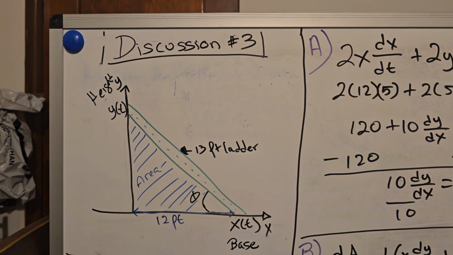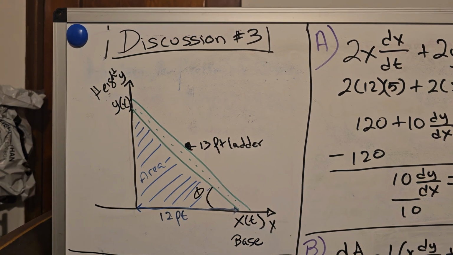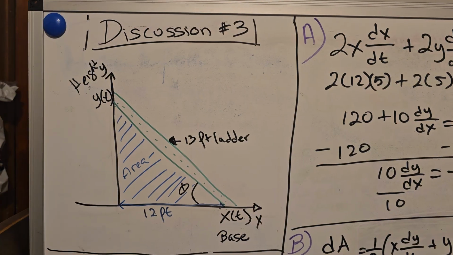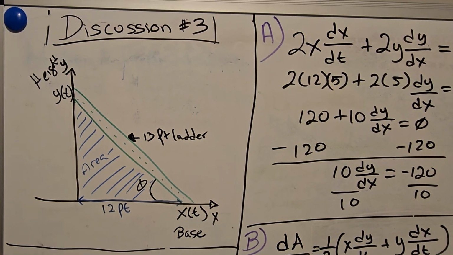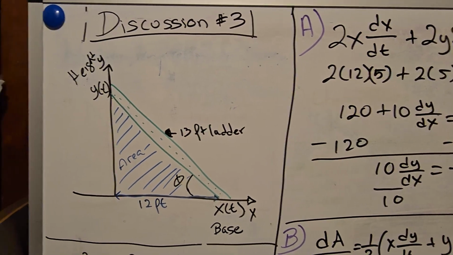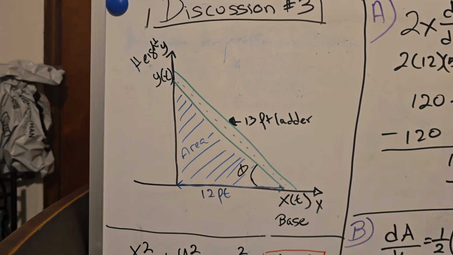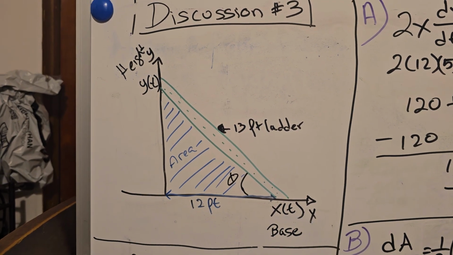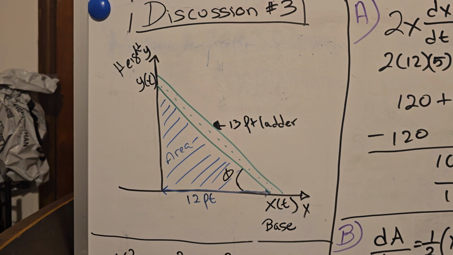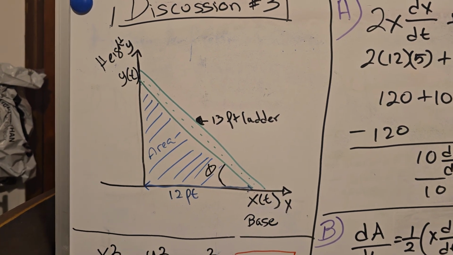So for this related rates problem, we have a 13-foot ladder leaning against a wall. Let x represent the distance from the base of the ladder to the wall, and let y represent the height of the top of the ladder on the wall. So from here to here, and then from here to here. The base is sliding away from the wall at the rate of dx/dt equals 5 feet per second.